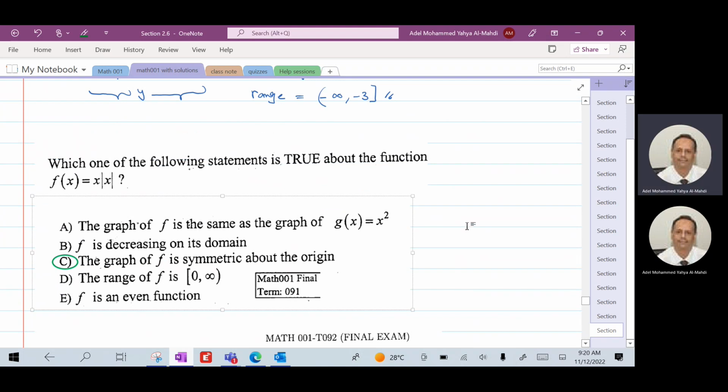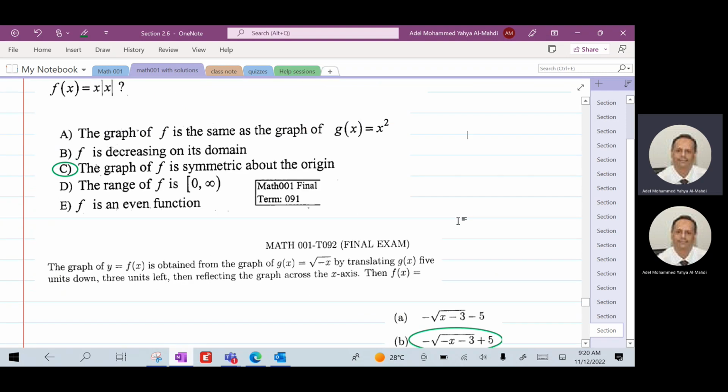So here he asked which one is true about this one. The graph is symmetric about the origin because this function is odd. If you test this function, it is an odd function.